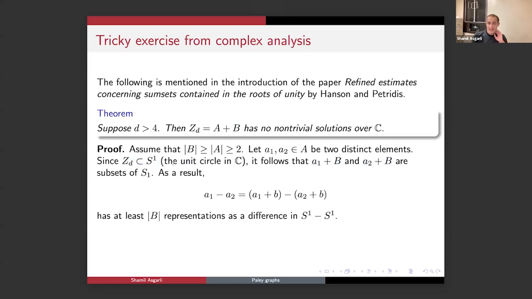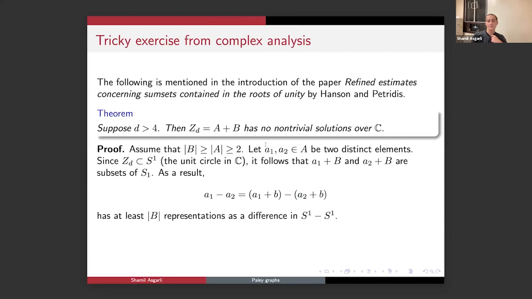But if that's the case, then I can consider the difference between A1 and A2. And what do I get? A1 minus A2 is A1 plus B minus A2 plus B. And this B here can be an arbitrary element of the capital B, which means that this object has at least B representations as difference in S1 minus S1.